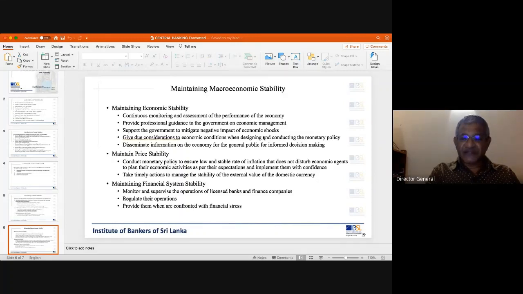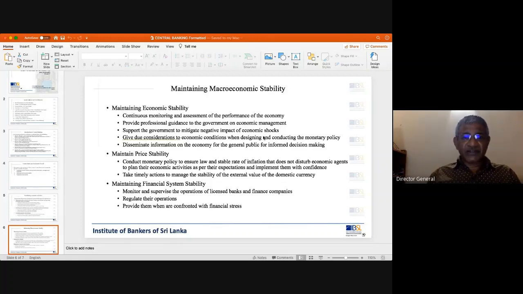Earlier we simply said that if consumers, producers and investors can feel that the environment is stable for them to plan and execute their plans, that is what macroeconomic stability is. But here we have them in detail. Okay, let's take them separately, one by one. Maintaining economic stability. What are the subtopics under that?